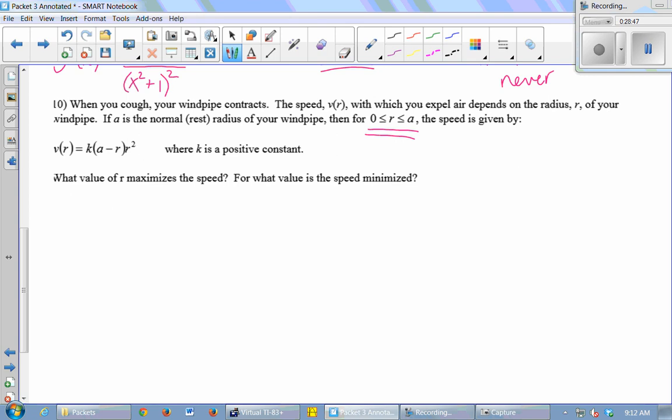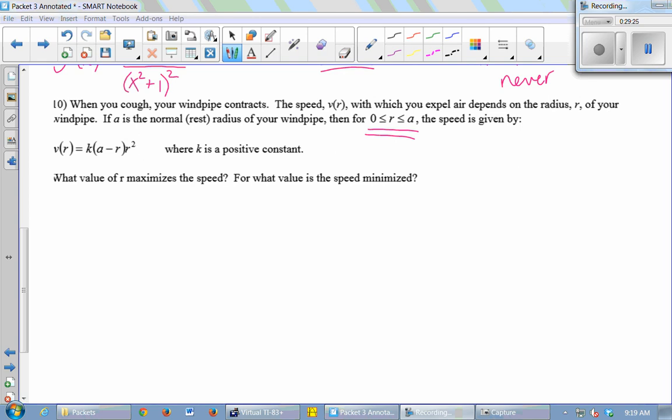Maximized, what do you think? Is it at the other endpoint of the interval? At 0? Right, if it's 0, nothing's coming out, right? Your windpipe is closed. So you're going to have a maximum somewhere in between 0 and a. All right, so I have a function on a closed interval, and I want to find the global max and the global min. Right, I'm trying to maximize speed and minimize speed.